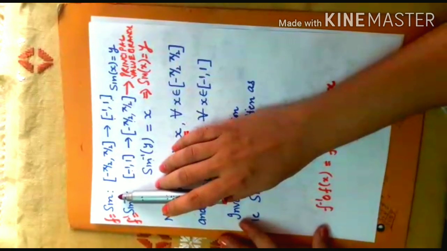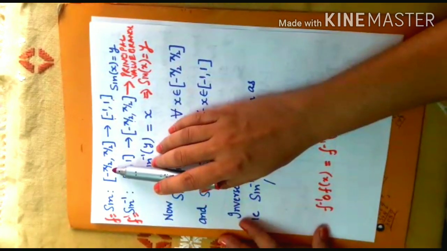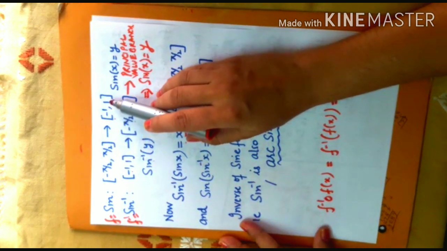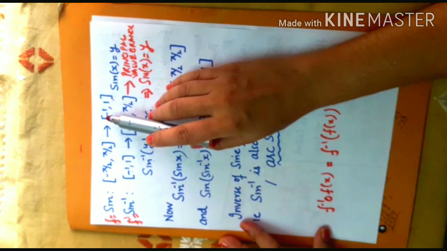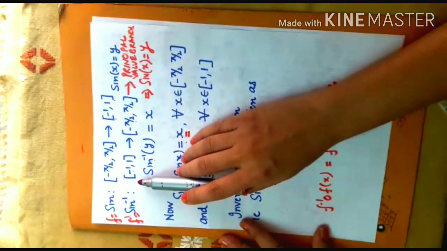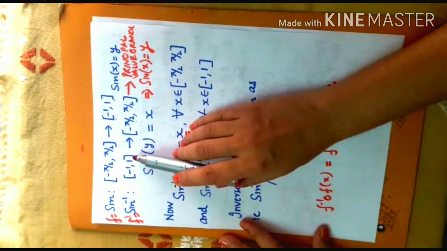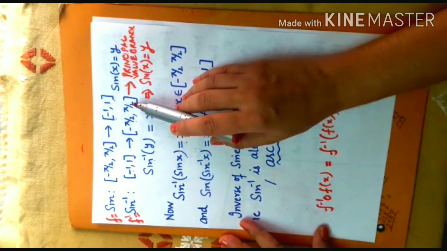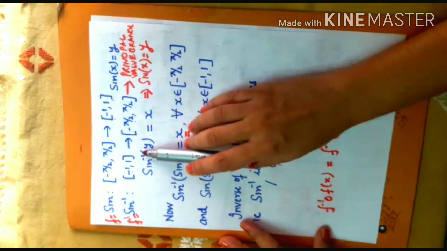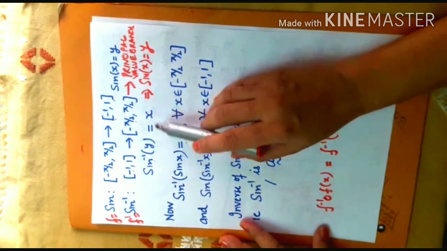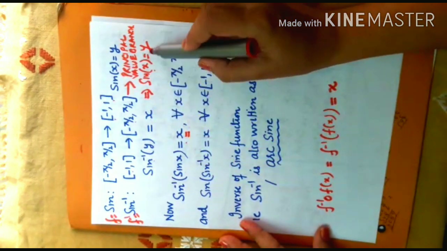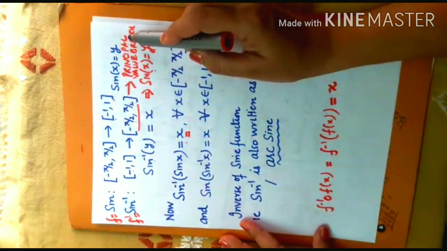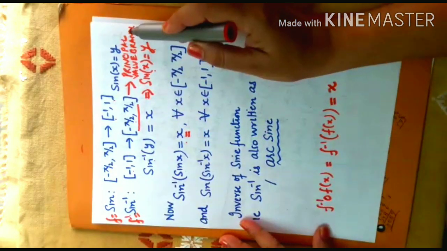So sine function from the closed interval minus pi by 2 to pi by 2 to the closed interval minus 1 to 1 is invertible, and its inverse is from the closed interval minus 1 to 1 to the closed interval minus pi by 2 to pi by 2, defined by sine inverse y is equal to x, and this implies sine x equals y. Here this interval is called the principal value branch.